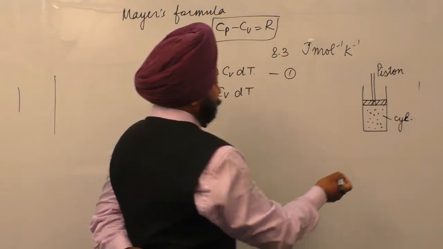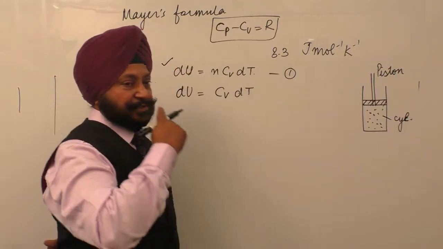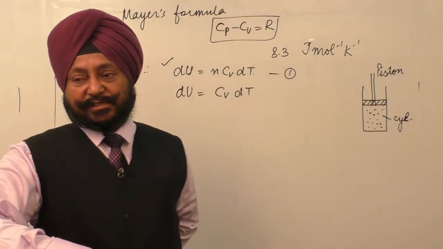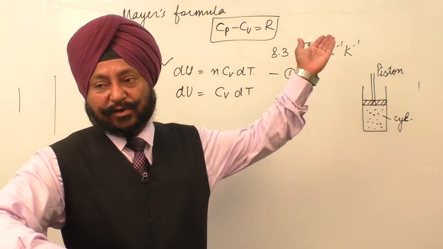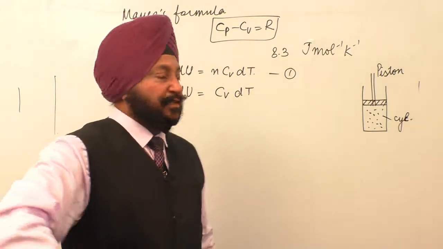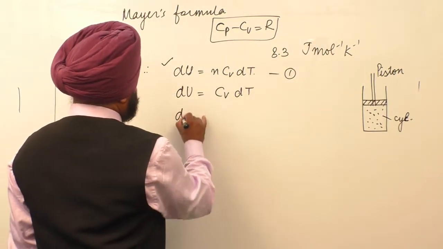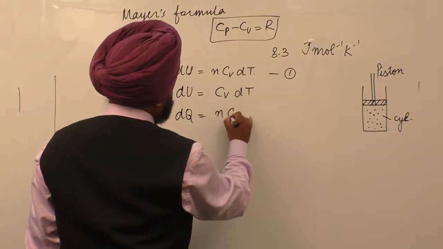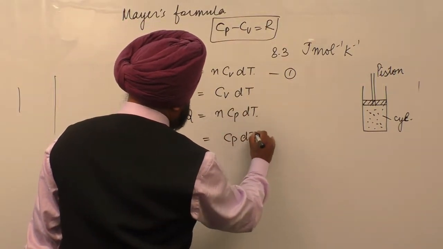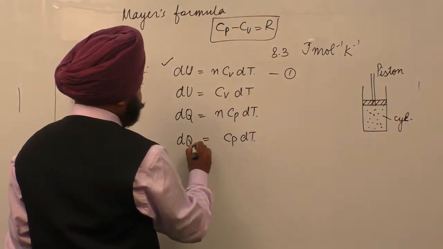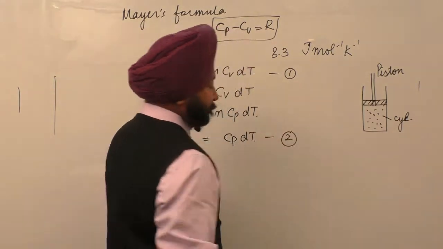Now let us suppose that we supply heat to this arrangement at constant pressure. If the pressure is constant, obviously when you heat the gas, the volume has to increase, and we'll allow the volume to increase so that the pressure remains the same. In that case, the amount of heat given for n moles of the gas is this, or given for 1 mole of the gas is this. So this is the value of dq. This is equation number 2.